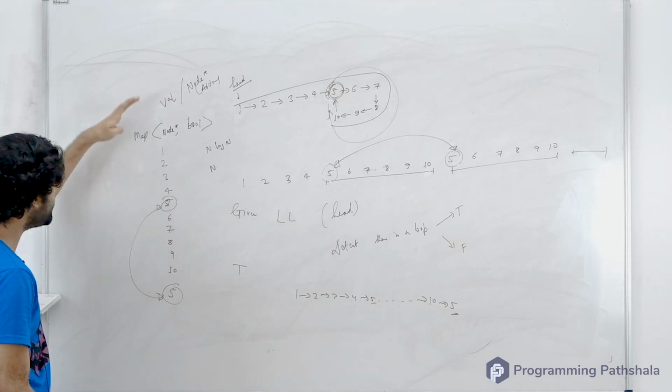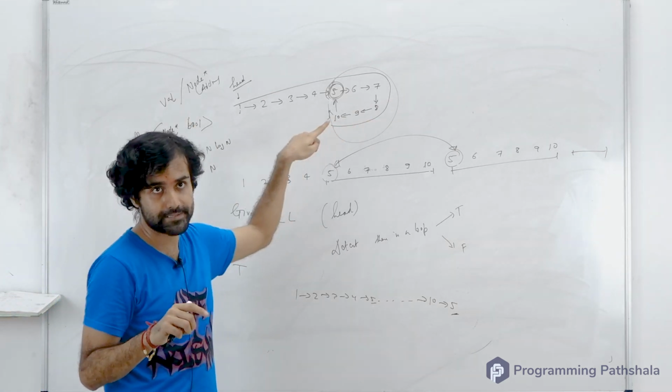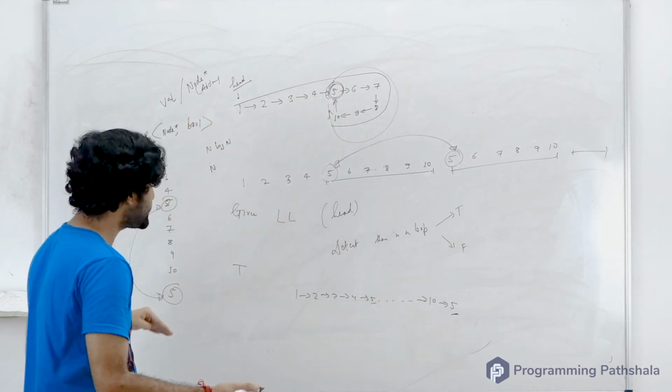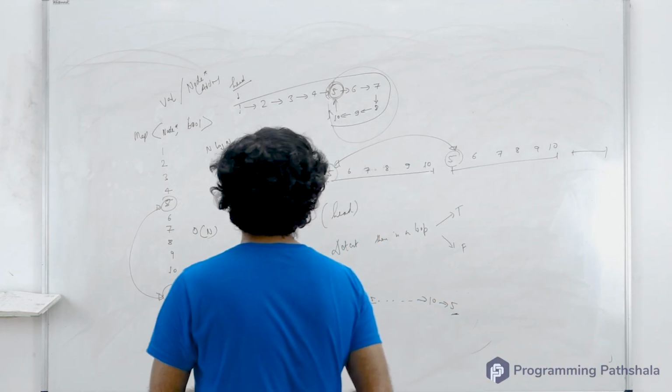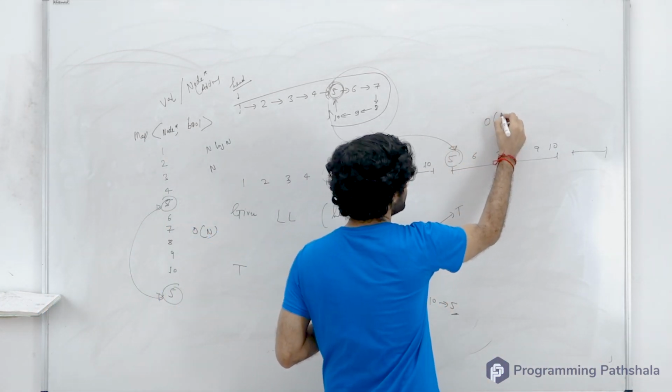And what will be space complexity? Because your map will contain n records, right? Because if there are n nodes, all of them will be having different addresses. So the space complexity will be order of n. Now the question is that, can I do it in order 1 space?